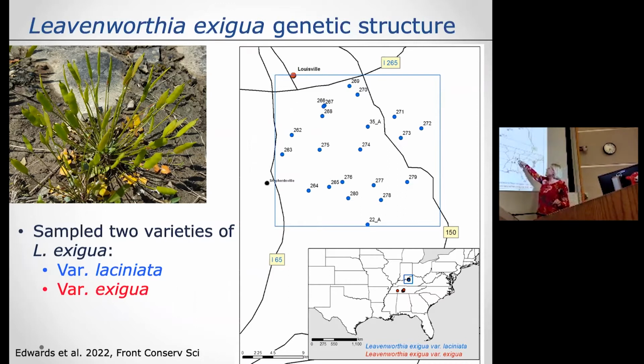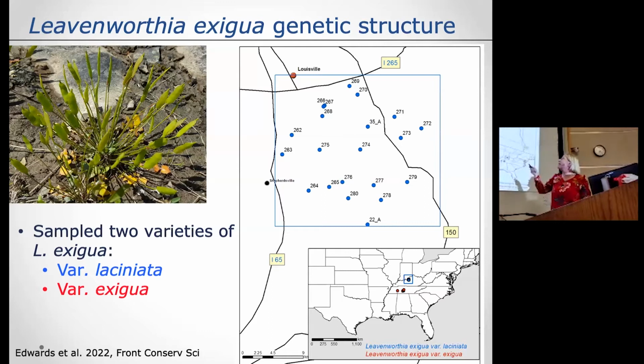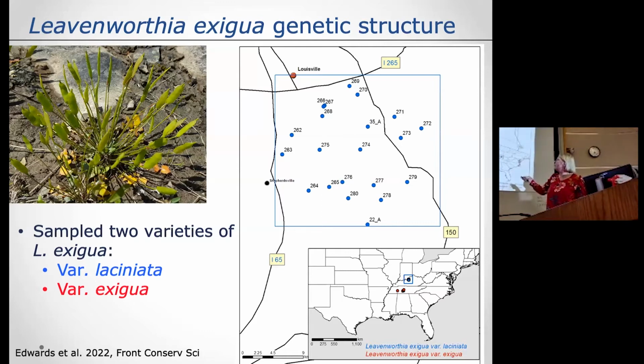So this is Leavenworthia exigua var. Liceneata, not another species, another variety, sorry. So this is variety Liceneata. This one right here is variety exigua. This one is listed as federally threatened. This one is unlisted. So what we did is we went out and we sampled from each one of these dots in the map. And then it's also 5 populations from here. We sampled 24 individuals per population and genotyped them.